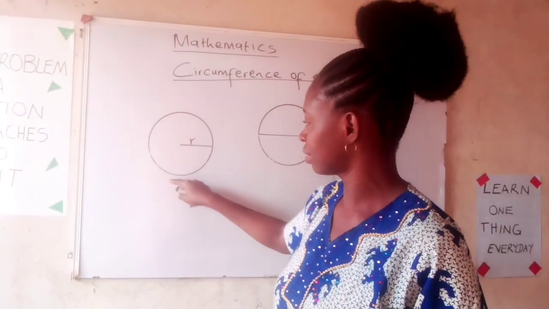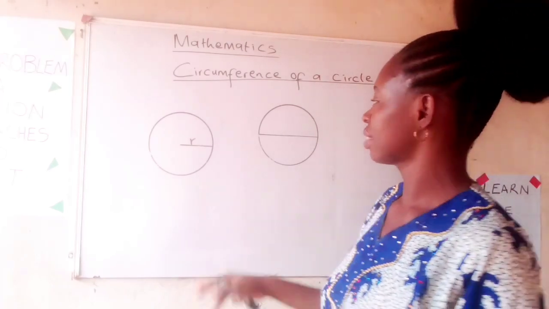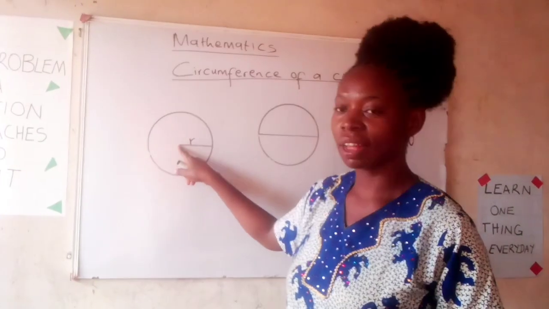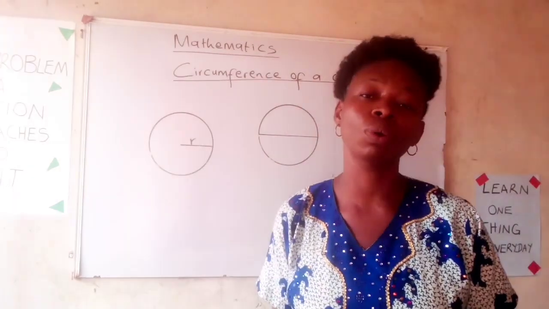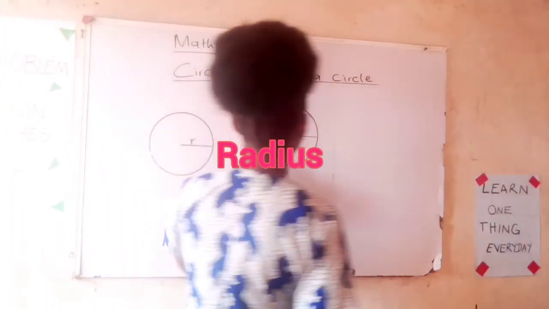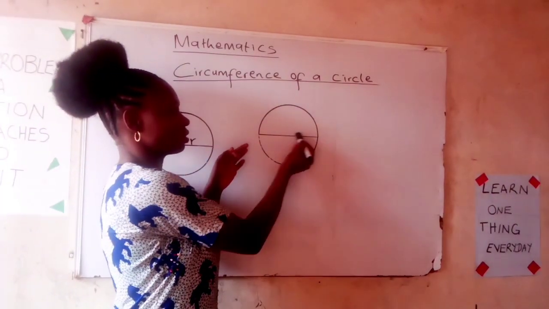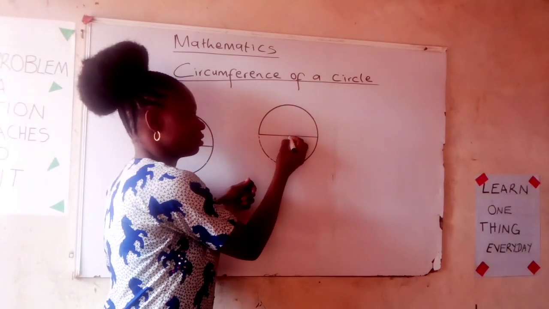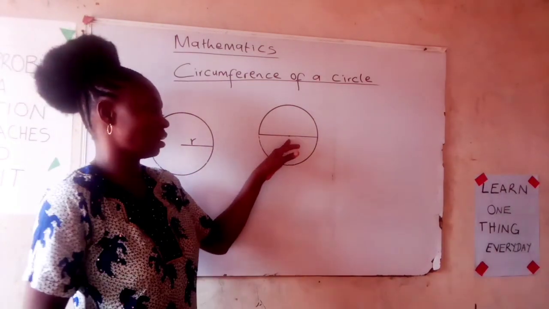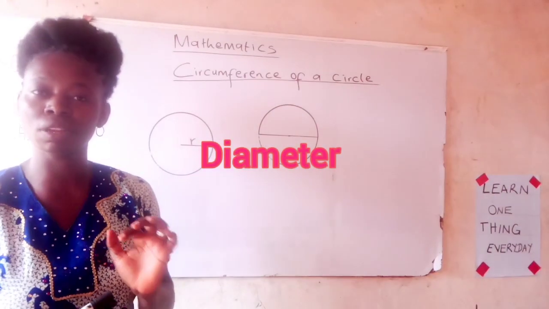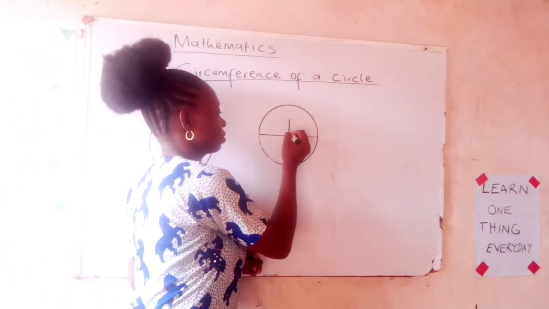This is the circumference. The boundary of a circle is what we call the circumference. And the distance from the center to any point, that is what we call the radius. And we have another thing, the distance across the center of the circle. Across the circle that passes through the center. This is the center. The distance across the circle that passes through the center, we call it diameter. We call it what? Diameter. Good. And we represent it as D.